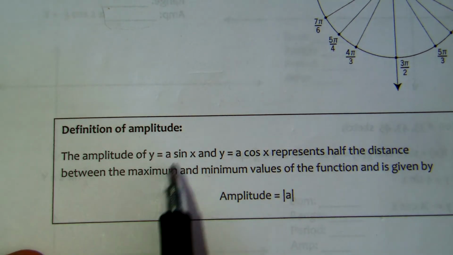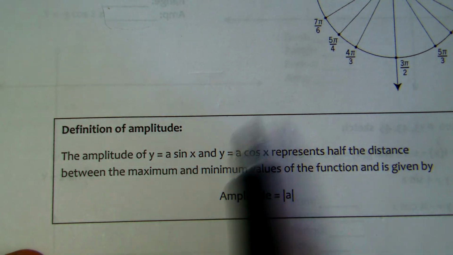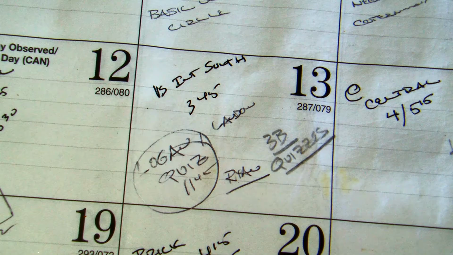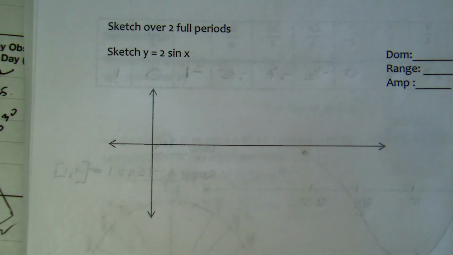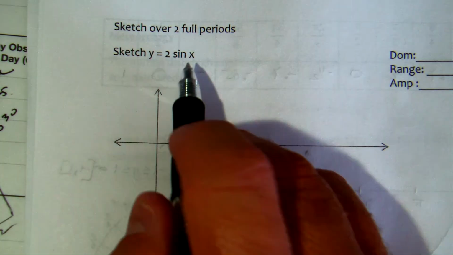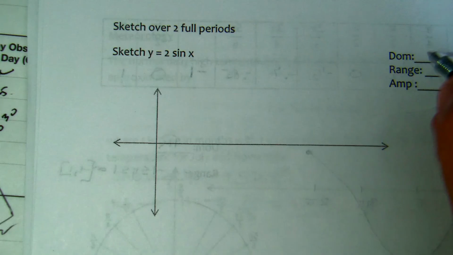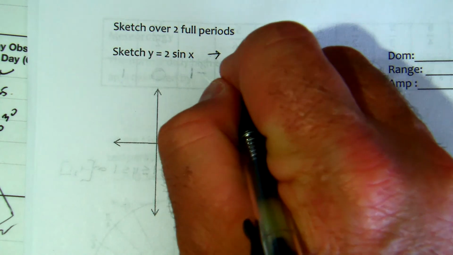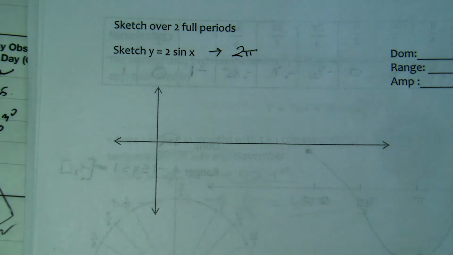So whatever number is directly in front of the whole thing, not in front of the variable, in front of the whole expression, is your amplitude. So here's how it affects it. Here's what you do. When this is just x, your period, in other words, how long it takes to repeat itself, is 2 pi.